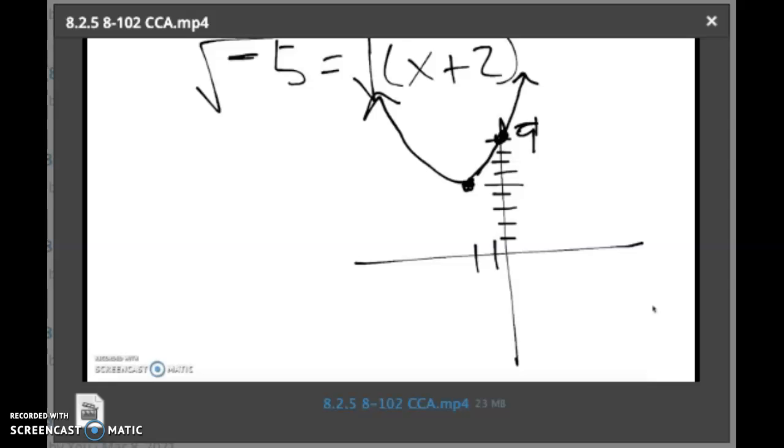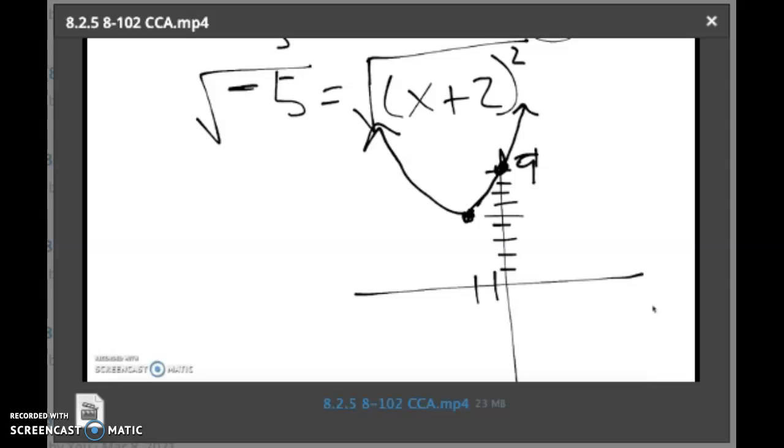And so now you can see we do in fact not have any x-intercepts because our parabola, the minimum point, happens to be above our x-axis. Okay, so anytime you see where you're trying to solve for your x-intercepts and you have to take the square root of a negative number, that means you're not going to have any x-intercepts.